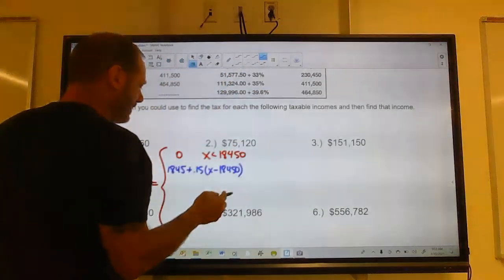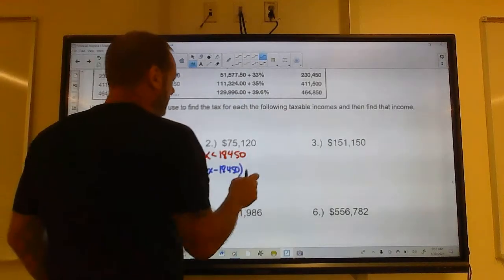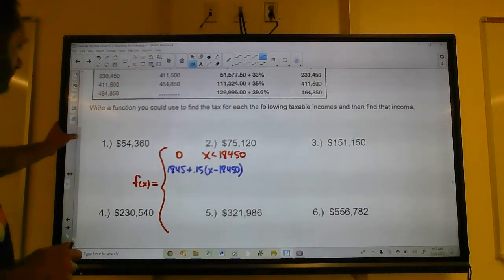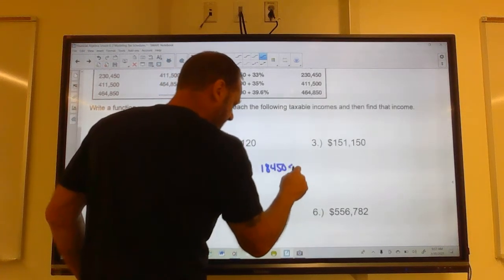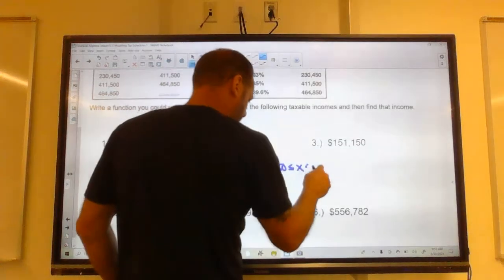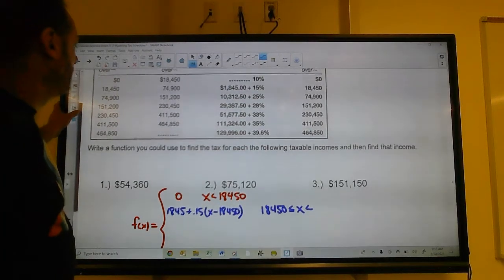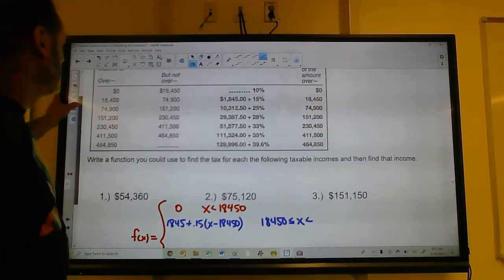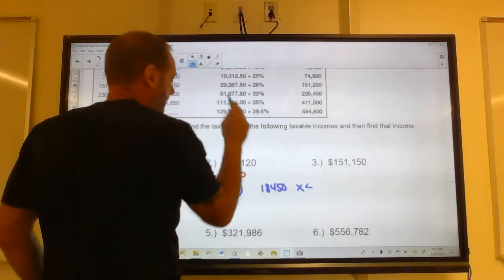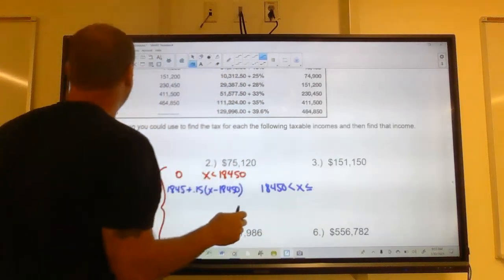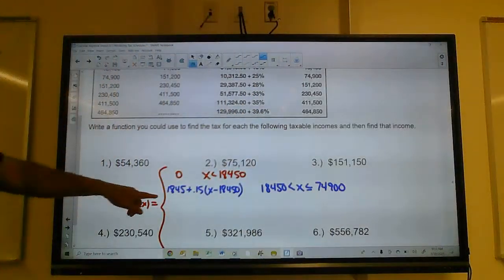So then this is going to be when x, whoops, I got to write a compound inequality here. So this is going to be when 18,450 is less than x, oh, I'm sorry, it's not less than or equal to, it's going to be less than right here, less than or equal to 74,900. Okay, that's when I'm going to use this one.